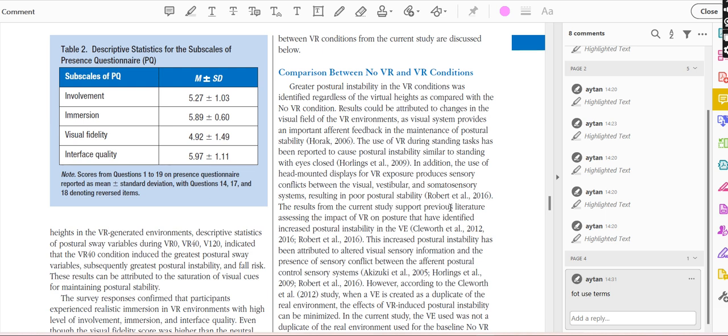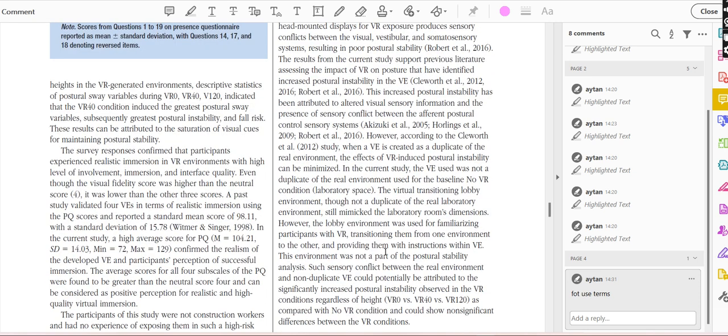The results from the current study support previous literature assessing the impact of VR on posture that have identified increased postural instability in the VE. This increased postural instability has been attributed to altered visual sensory information and the presence of sensory conflict between the afferent postural control sensory systems. However, according to the Cloworth et al. study, when a VE is created as a duplicate of the real environment, the effects of VR-induced postural instability can be minimized. In the current study, the VE used was not a duplicate of the real environment used for the baseline no VR condition.